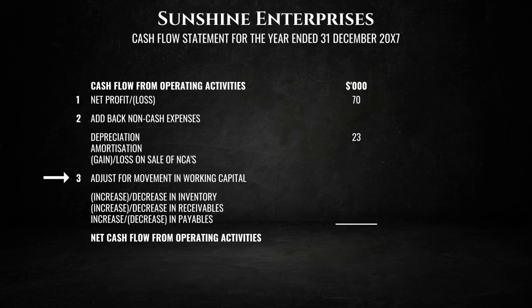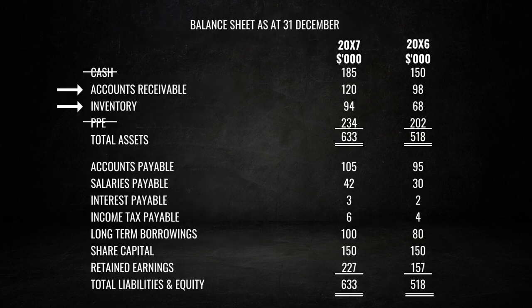Increases in inventory are deducted when calculating cash flow from operating activities because they represent cash spent on purchasing raw materials or manufacturing goods. Therefore, we enter a negative value of $26 in our calculation. Moving on to accounts receivable, we observe a closing balance of $120 and an opening balance of $98. This signifies an increase of $22 during the year.